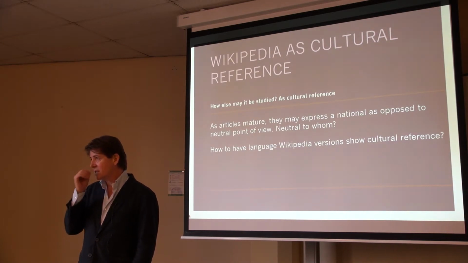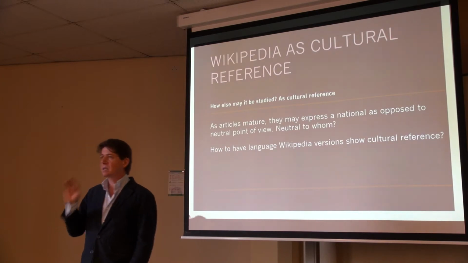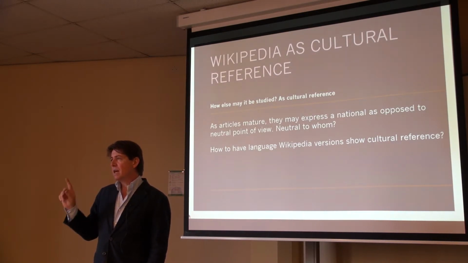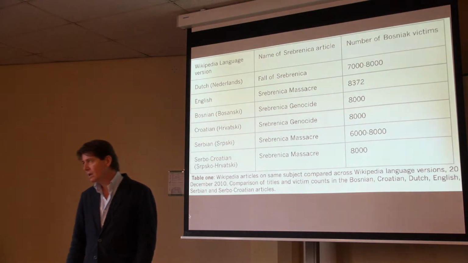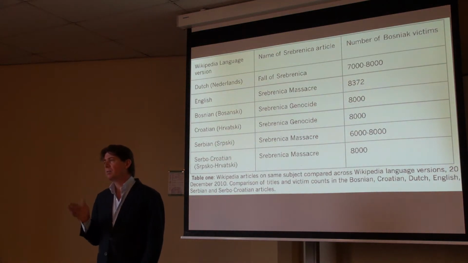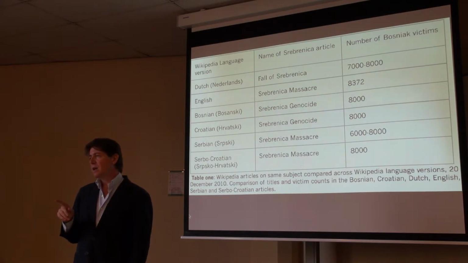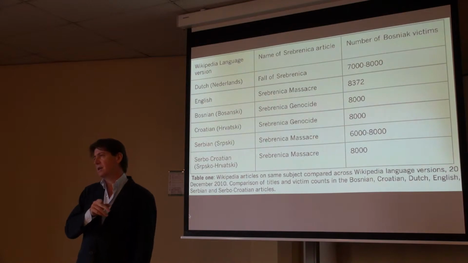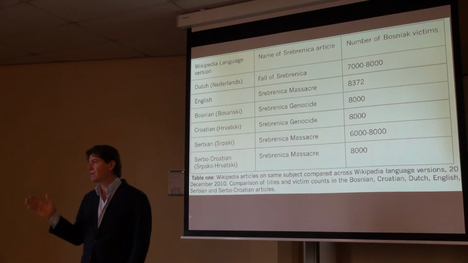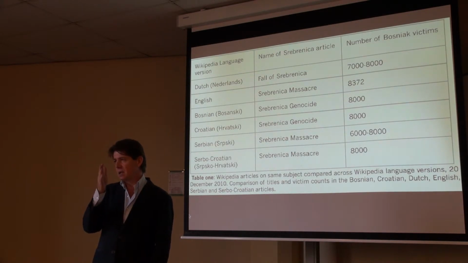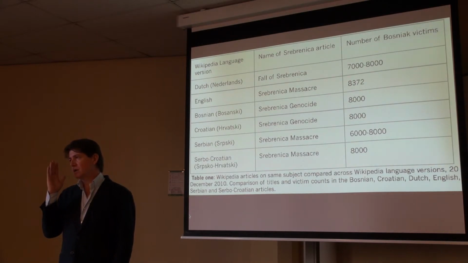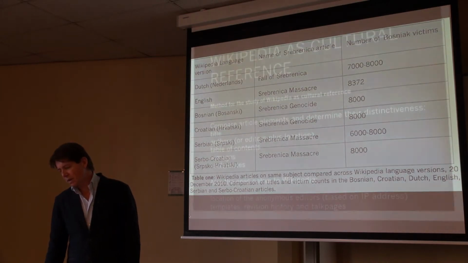But the second one is to study Wikipedia not as a reference source, but as a cultural reference. That is to say, to make a comparative study of Wikipedia language versions. And this is what you did. To bring this point home, I provided you with an example of Srebrenica, where the massacre or the genocide or the fall have very different article titles per Wikipedia language version. The Dutch Wikipedia page on Srebrenica has a military name, whereas the Serbian uses the term massacre and the Bosnian uses the term genocide. Also, the numbers of victims are very different.